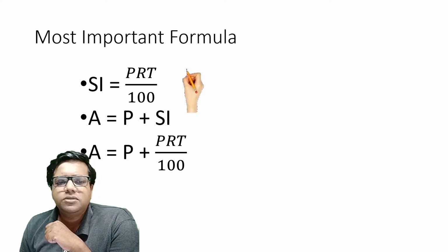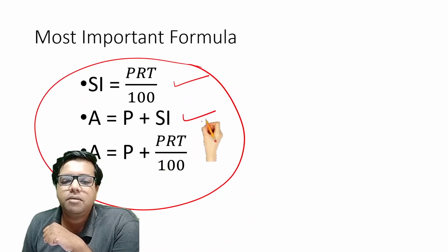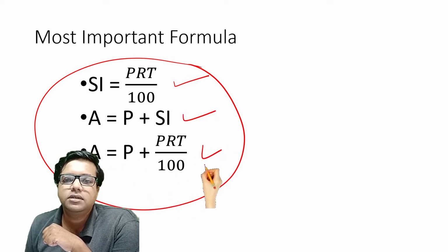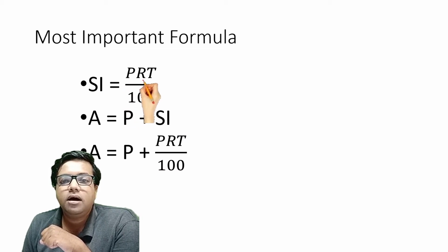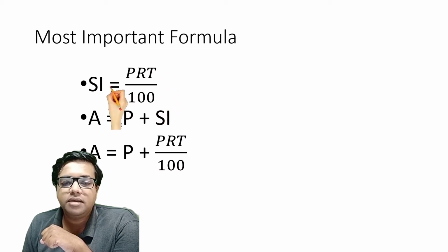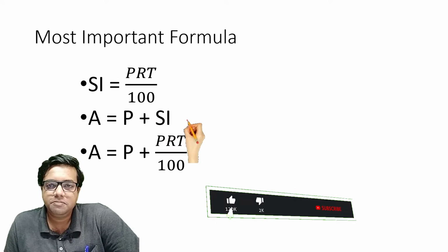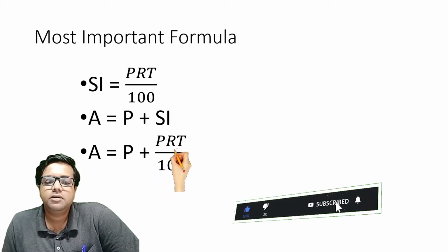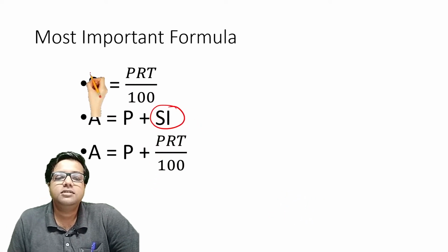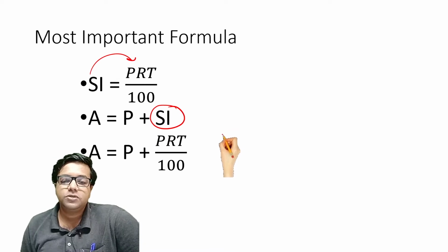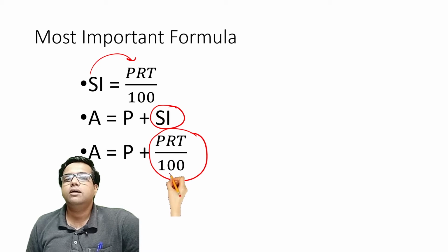But before getting into the questions, you should know these formulas very well: the formula for simple interest, the formula for the amount, the total amount, and the expanded form of the total amount. So what is simple interest? Simple interest is the principal times the rate of interest times the time, divided by 100. Amount is equal to principal plus simple interest. Amount is equal to principal plus PRT by 100. How did this PRT by 100 come? Because simple interest can be written as PRT by 100. So the whole formula can be written in this expanded form also.